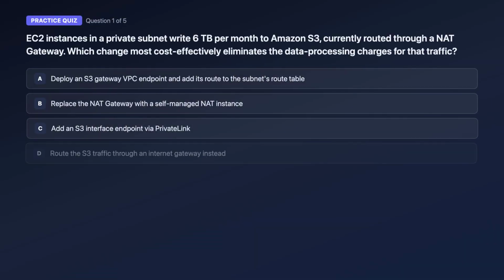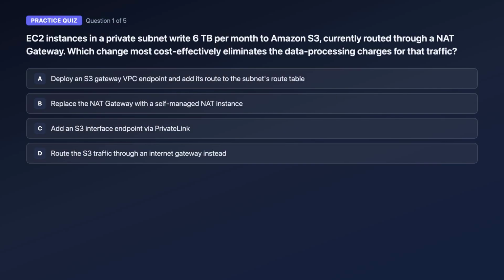Question 1. EC2 instances in a private subnet write 6 terabytes a month to Amazon S3, currently routed through a NAT gateway. Which change most cost-effectively eliminates the data processing charges for that traffic? Is it A, deploy an S3 gateway VPC endpoint and add its route to the subnet's route table?